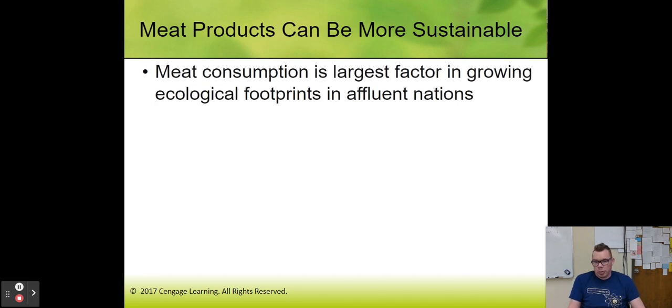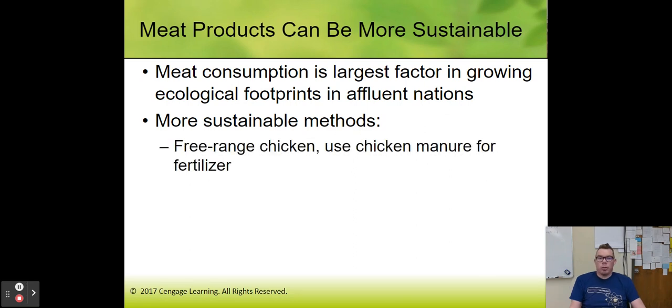Meat products can also be more sustainable. Okay, meat consumption is the largest factor in growing ecological footprints in affluent nations because people are getting more money. They see the stuff like, oh, look at that filet mignon. When I get some money, I'm going to have a nice meal like that. So as people get more money, they're going to want the nicer meats to consume. More sustainable methods we can do: free-range chicken and using chicken manure for fertilizer. That's actually what I do at my house.